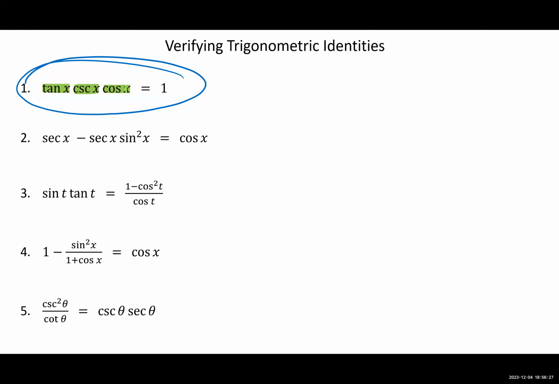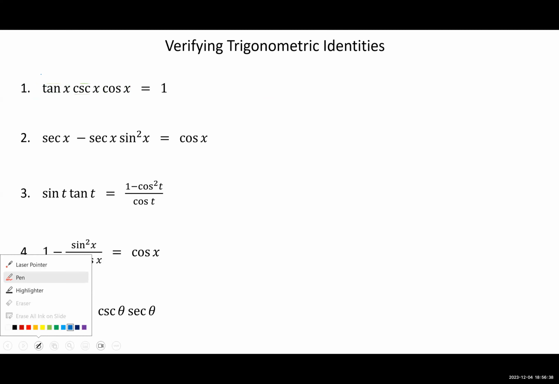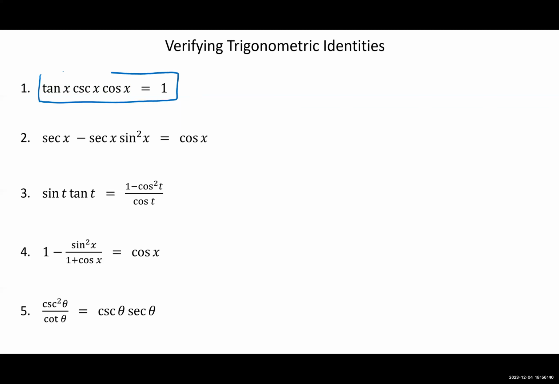Okay, so what? Well, so nothing. There's nothing important about this first equation. We're just using it as an example. So this is an example of a trigonometric identity, an equation that's always true.